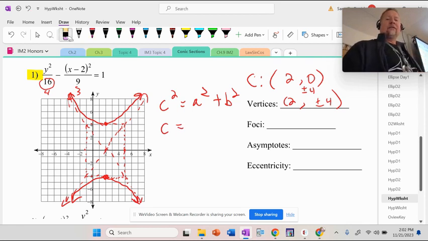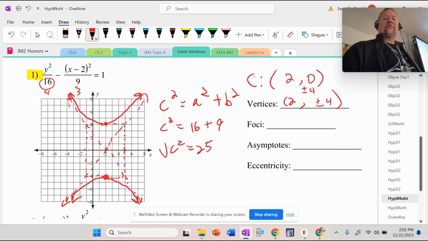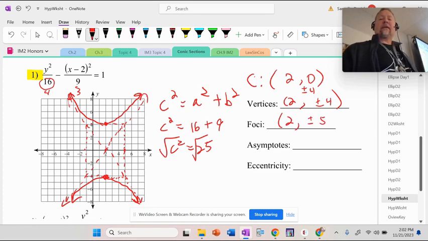Wrong. I'm going too fast, and I am trying to find C squared, so going too fast and making mistakes. Hey, what's 16 plus 9, which is easy? What's the square root of 25? And the foci go up and down. Now we're adding 5 to the center's y coordinate, and we can write that because it is 2 comma 5 and 2 comma negative 5. Those are the two coordinates.